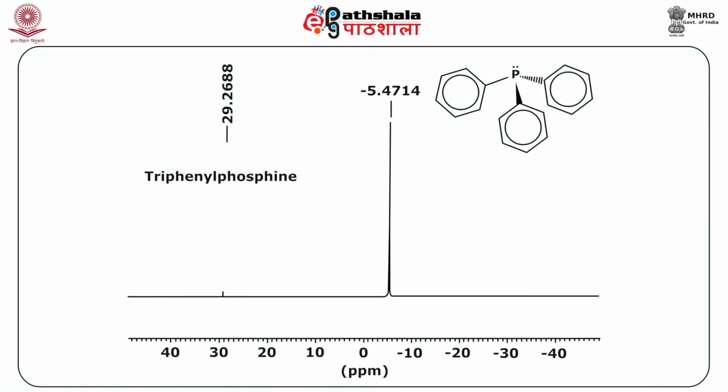Like 13C spectra, 31P spectra are recorded with proton decoupling. The 31P NMR spectrum of triphenyl phosphine shows a sharp singlet. You can see this in the figure. If the decoupler is turned off, the 31P peak will be observed as a multiplet or a broad peak due to the coupling with ortho, meta and para protons of the phenyl ring.